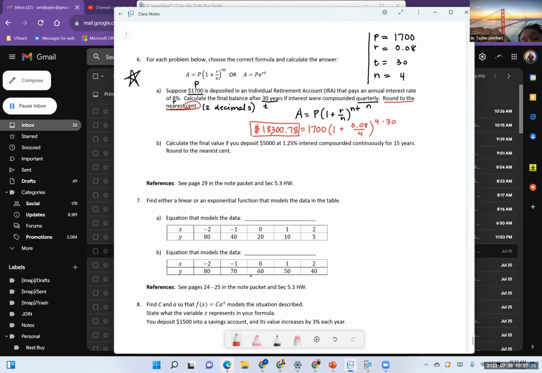Calculate the final value. If you deposit 5,000, there's my principal, at an interest rate of 1.25%, so that's 0.0125, compounded continuously, so I'm using my E equation. T equals 15. All right, so I'm using PERT. P E to the RT. So this is 5,000 E to the 0.0125 times 15.